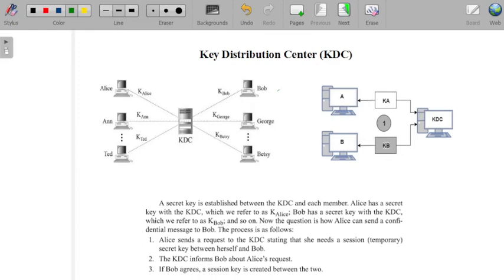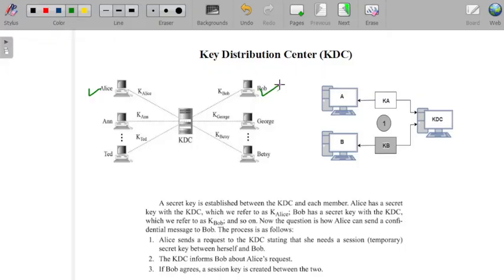Hello everyone. In this video, we will cover the concept of key distribution center, that is nothing but KDC. So what can KDC do? Consider that in our diagram, there are two users. The first one is Alice and the second one is Bob. If Alice and Bob want to communicate with each other, then how are they communicating?